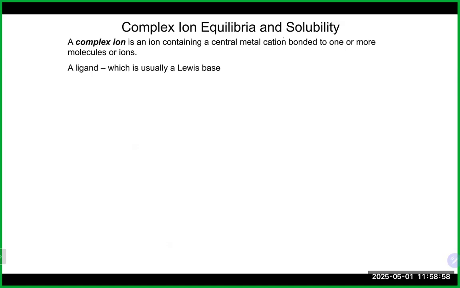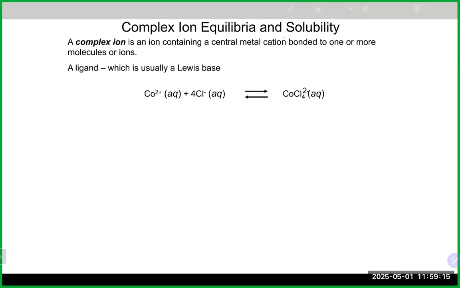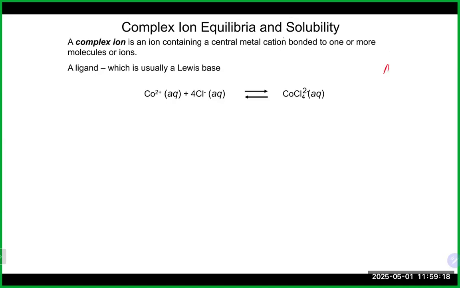All right. Let's then talk about the next type of equilibrium, which is equilibria for a complex ion. And for a complex ion, such as this one here, we typically will have a metal in the middle, and attached to this metal are going to be a bunch of Lewis bases, which are known as ligands.